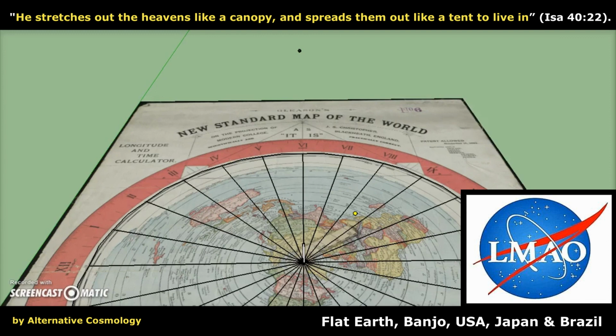Hey guys, Alex here again, and I'm making another video using Google SketchUp because it turns out on the last video I made, showing the 28-day lunar cycle of the moon and sun together traversing the flat earth map using Gleason's 1982 New Standard Map of the World, some people were confused and didn't realize it was a 28-day cycle. I thought it was a 24-hour cycle. So this is the 24-hour cycle of just the sun.